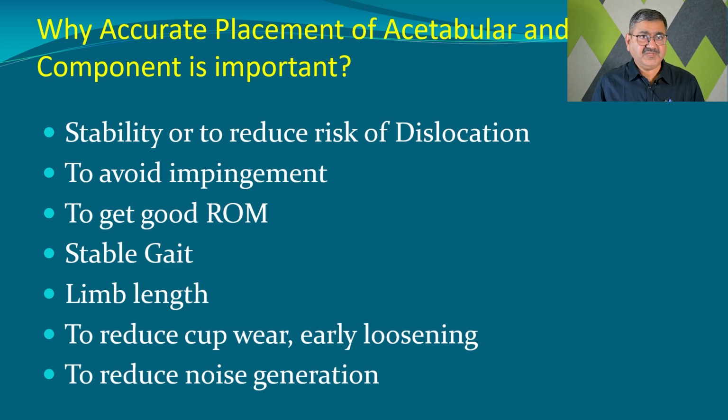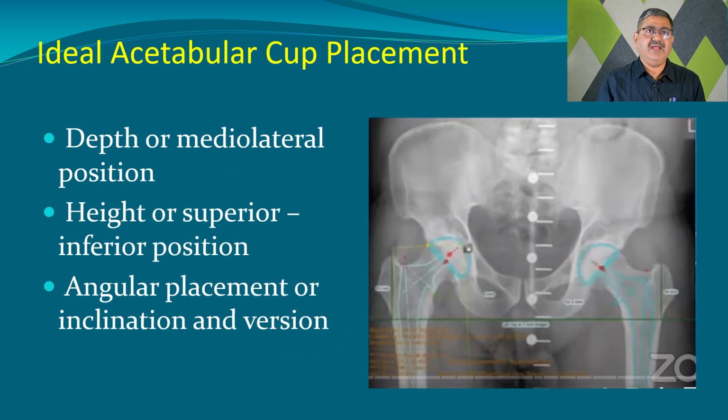It avoids impingement to get a good range of movement, stable gait, and limb length, and to reduce cup wear, early loosening, and to reduce noise generation. This accurate placement of the component is very important. So what is ideal acetabular cup placement?